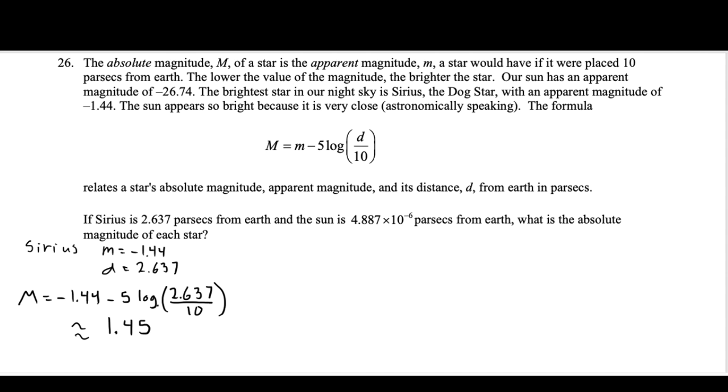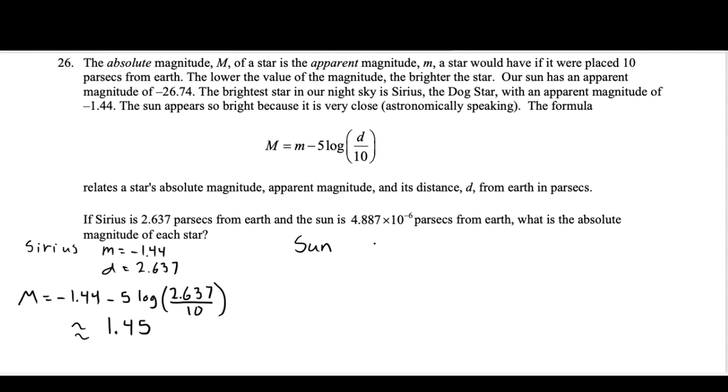You could evaluate this relatively easily on your calculator using the log button. You would do log, and then you would literally type in 2.637 divided by 10. Then you would multiply that resulting number by 5 and subtract it from negative 1.44. Okay?